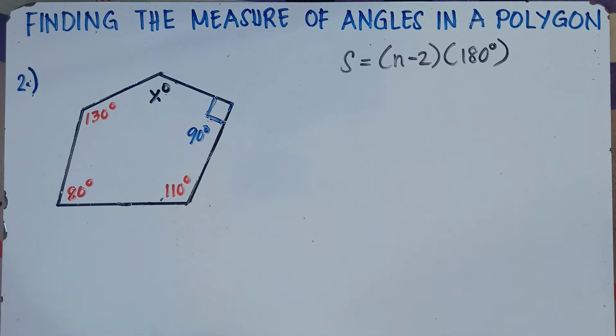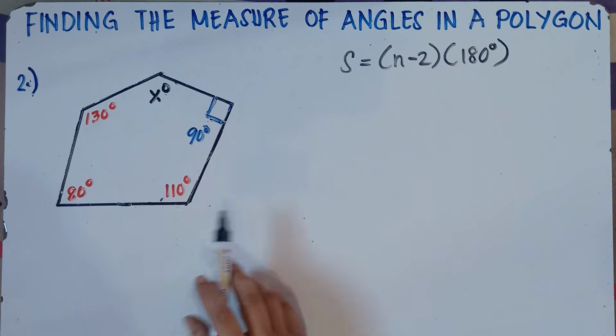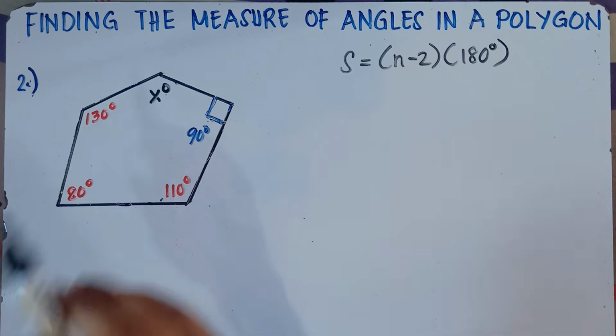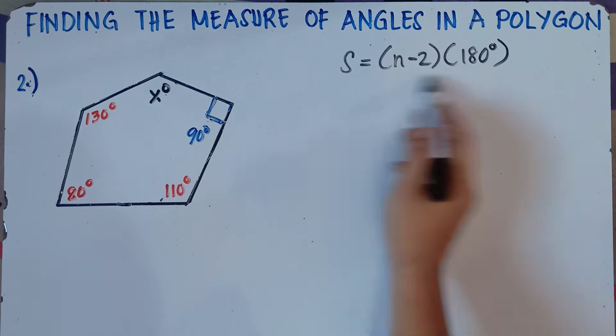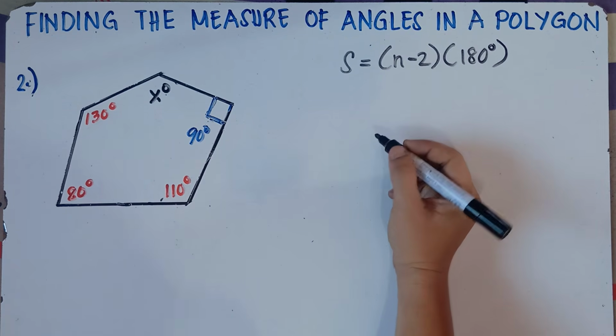Now, what do you call, class, a polygon with 5 sides? So, we have 1, 2, 3, 4, 5. A polygon with 5 sides, we call that one a pentagon. So, to find the sum of interior angles of a pentagon, this will be the formula. S equals quantity n minus 2 times 180 degrees.